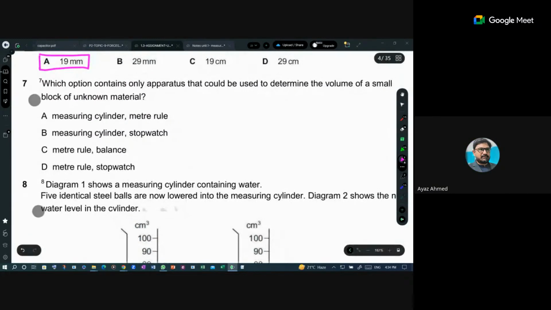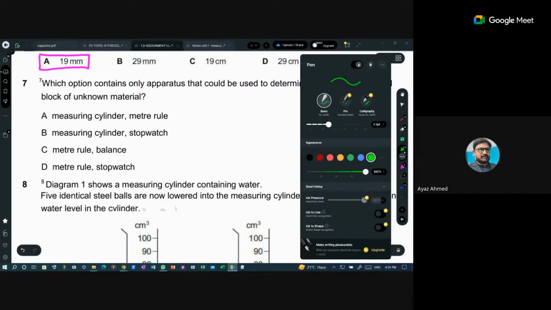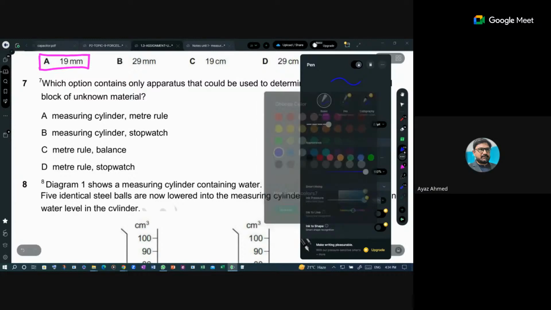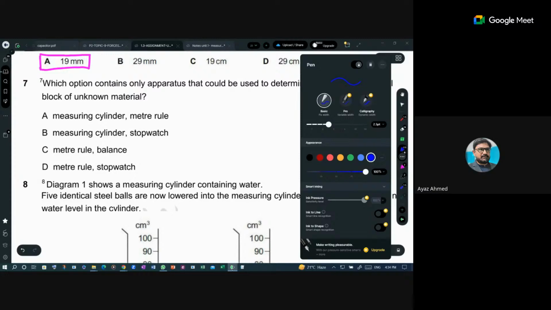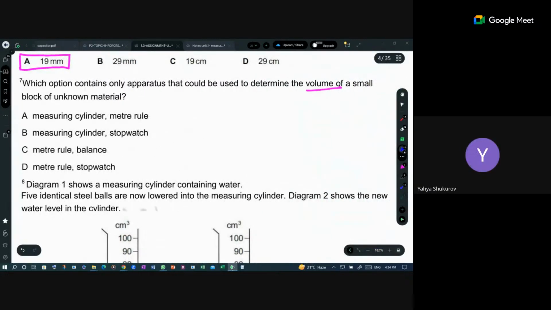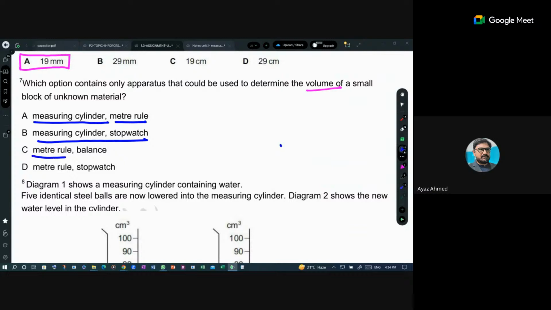Now, question number 7. Which option contains only apparatus that could be used to determine the volume of a small block of unknown material? So, what do you suggest? Which instrument, or which couple of instruments, are being used? The options are measuring cylinder and meter rule, measuring cylinder and stopwatch, meter rule and balance, meter rule and stopwatch.